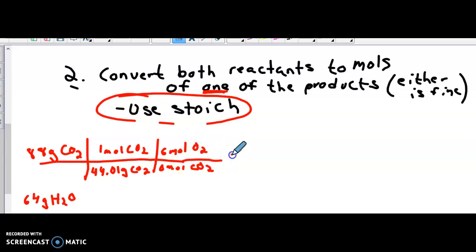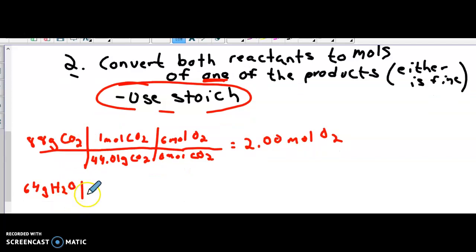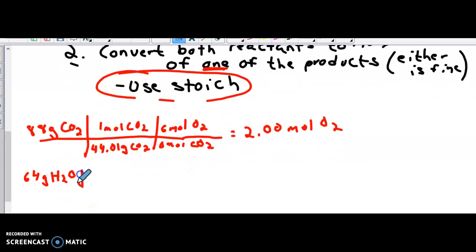Now, you can stop there and find the number of moles. You could continue on to grams if you know that's what's coming up, for those of you who kind of get what I'm talking about. So 88 times 6 divided by 44.01 times 6. That's going to give us 1.999, so it's really going to be 2.00 moles of oxygen is how much oxygen can be made from 88 grams of CO2.